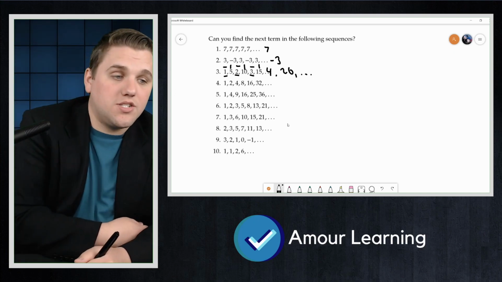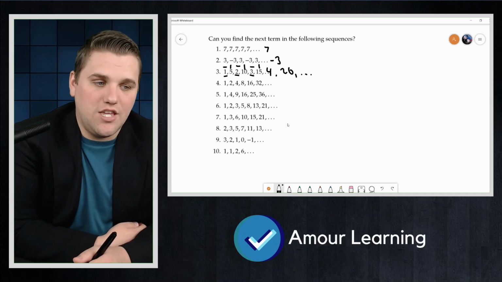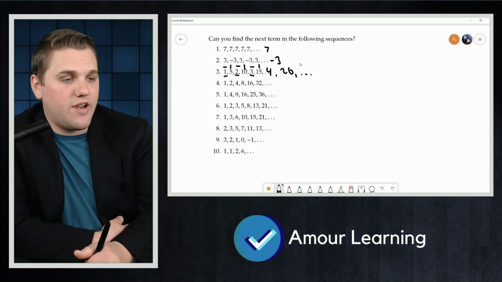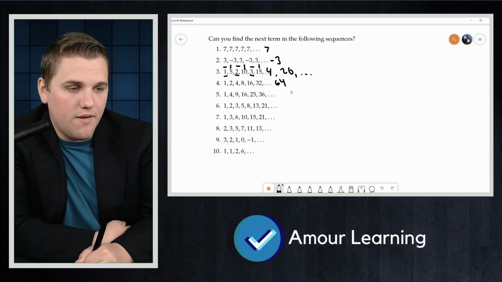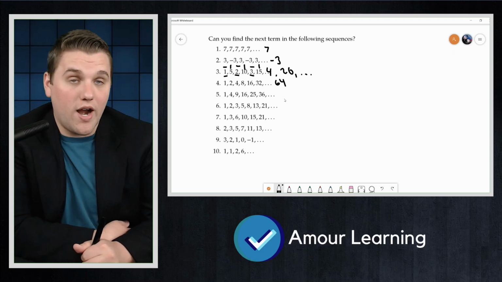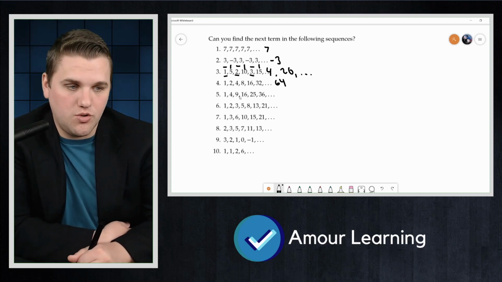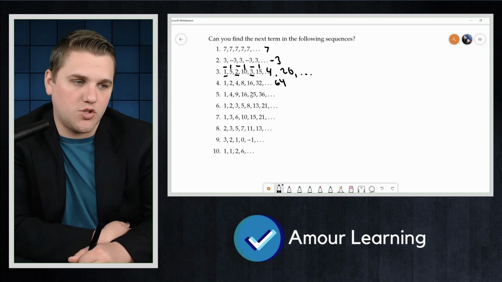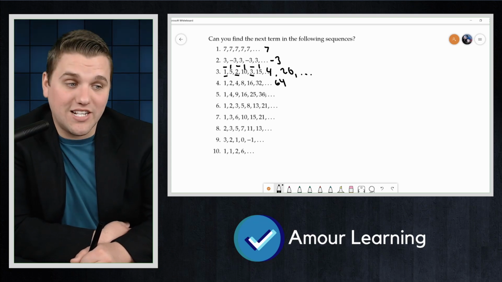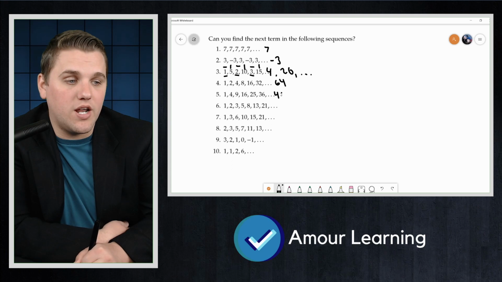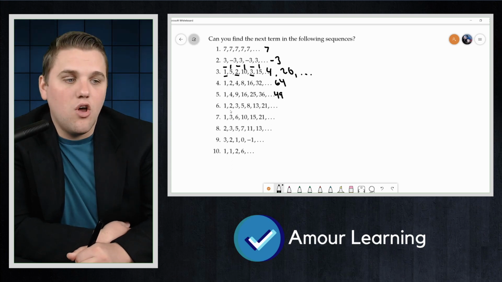Okay, so for the next sequence, we have 1, 2, 4, 8, 16, 32. These are powers of 2, so the next one's probably going to be 64. For this one, these are squares. 1 is 1 squared, 4 is 2 squared, 9 is 3 squared, 16 is 4 squared, 25 is 5 squared, 36 is 6 squared, 7 squared is 49. So that'll be the next term.